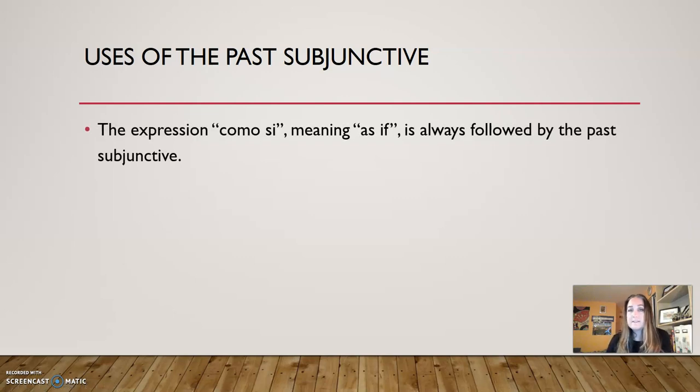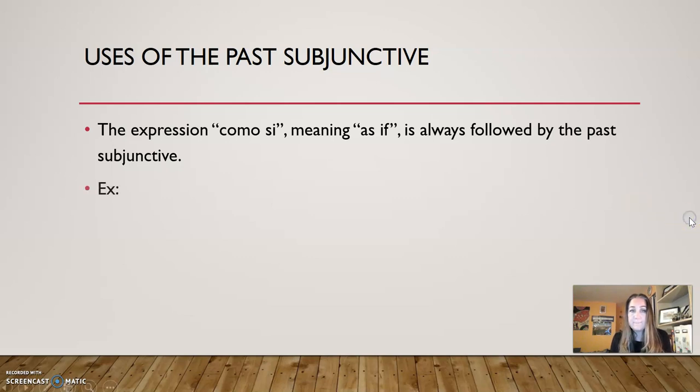Another use of the past subjunctive is after the expression como si, which means as if. This one's easy because it's just always followed by the past subjunctive. If you see the words como si, whatever verb comes after them will go in the past subjunctive.